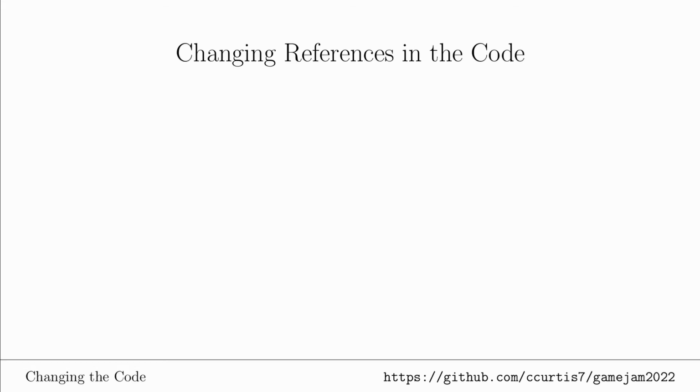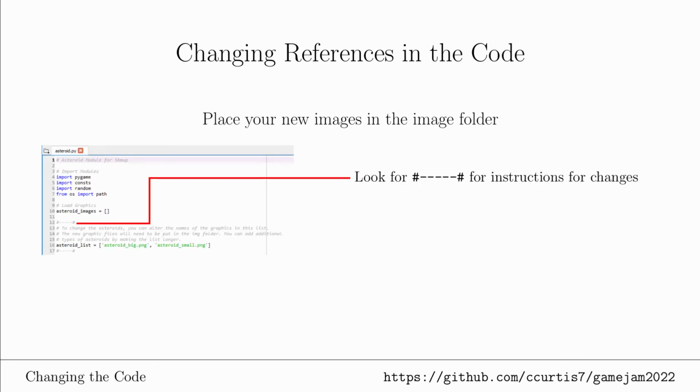If you wanted to update the code so that you can change the names of the files, you can do that. First, you would put the images in the image folder. The code has special comments that are surrounded by this special notation. This lets you know that these are instructions to alter the sounds or graphics for the game. Inside of each comment block, you will also see some instructions that will help you to make the appropriate edits.